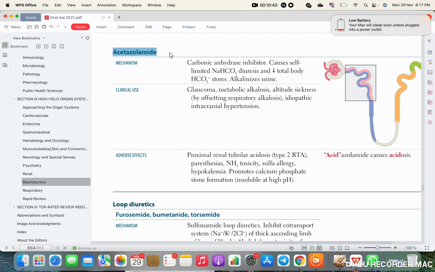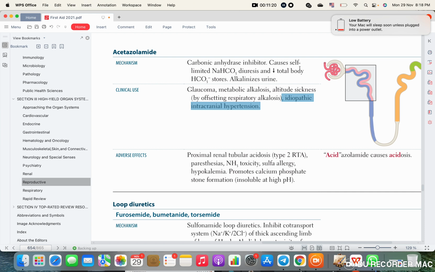Acetazolamide leads to the loss of bicarbonate. So it leads to which acid-base disbalance? Yes, exactly. It leads to metabolic acidosis. Metabolic acidosis. Yep. So that goes against the altitude sickness, which leads to respiratory alkalosis, and thus we have the patient cured. Also, the last thing is called idiopathic intracranial hypertension, which is also called pseudotumor cerebri.